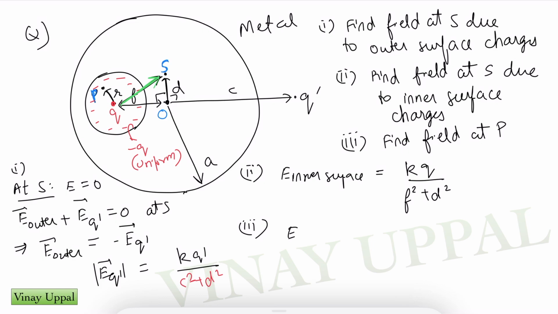So the field at point P will simply be due to the point charge Q at the center, and that's at a distance R, so that will simply be KQ by R squared. So I hope you understood how we were able to solve this question.